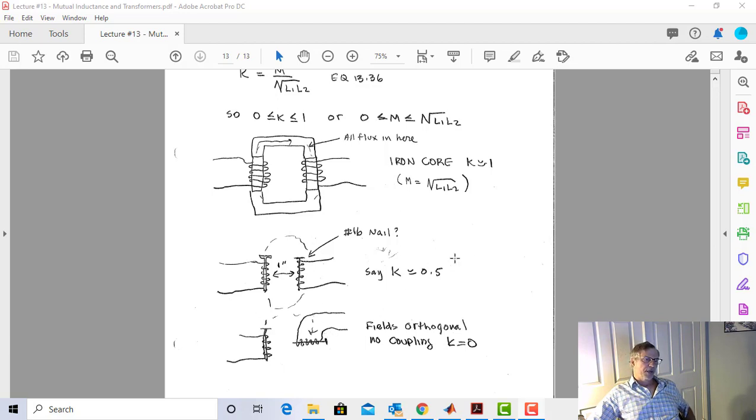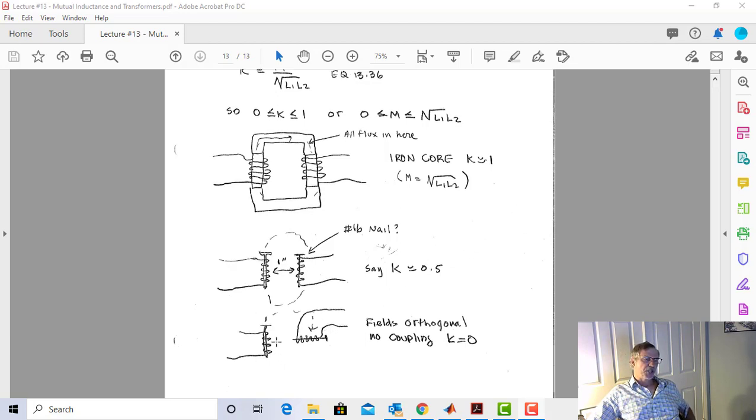Now let's play with geometry. Let's take nail number 2 here and rotate it 90 degrees. Well, now, instead of the field coming out of this one and going right down happily into that one, it's going to go orthogonally through this coil. And I'm going to get maybe not no coupling, but darn near no coupling. So K goes from a half to 0.